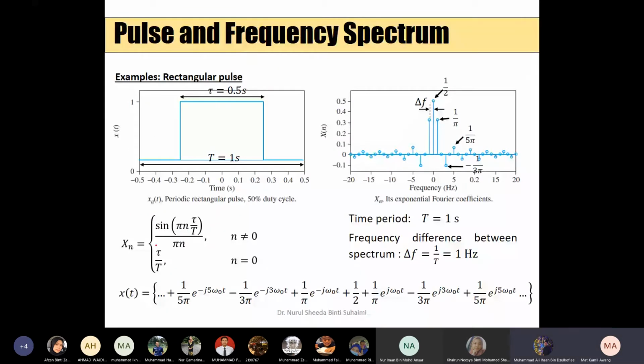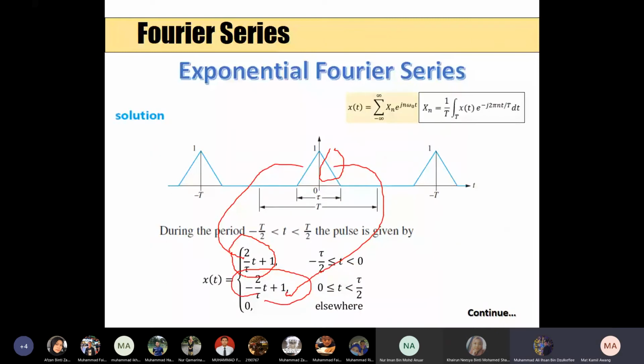We have done, for example, if you have this rectangular pulse, if you do the series, you get Xn of this. So you use Xn of this in the formula for x of t. So you get this series. I'm not going to go through the process. That one you can do on your own. You can prove that you get this. And basically you can plot this. Okay, this one is at n is... what is n? Let's see, kita tengok kat sini. N positive.